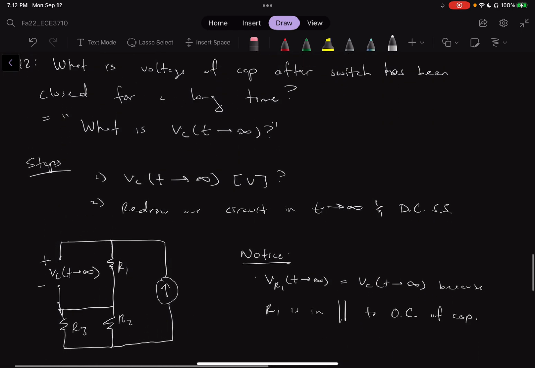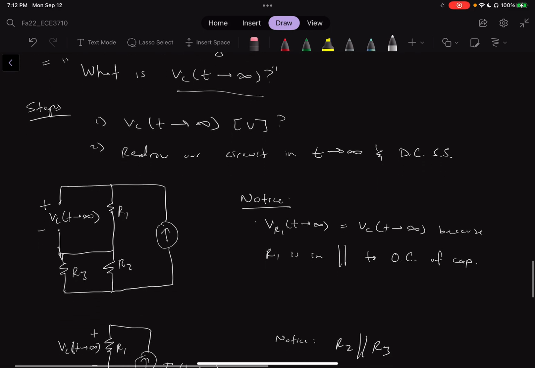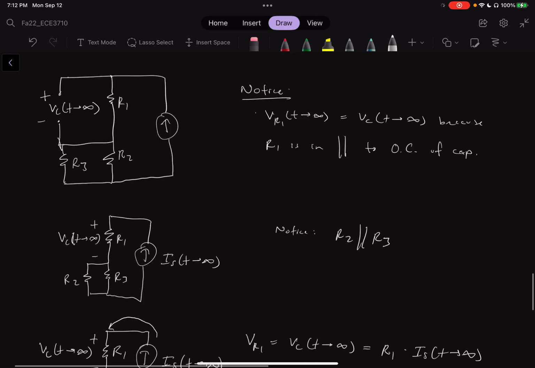Recap. We are looking for the voltage of the capacitor as time approaches infinity. If you look at the original circuit, we're just going to close the switch. We're going to replace the capacitor with an open circuit, because it's in DC steady state. And now we're just solving for the voltage across the open circuit capacitor, which we notice is VR1, the voltage across R1, because they're parallel to each other.